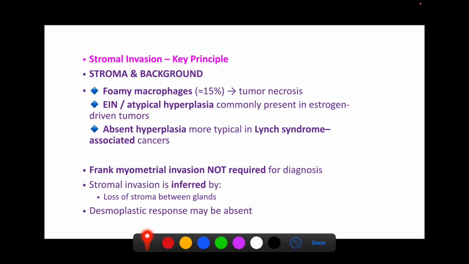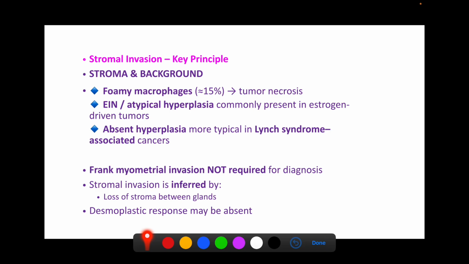Stromal invasion is a key factor, where the stroma and background show foamy macrophages in 50% of cases, as well as the presence of tumor necrosis. Endometrial intraepithelial neoplasia or atypical hyperplasia is commonly present in estrogen-driven tumors, and if hyperplasia is absent, we have to think of Lynch syndrome associated cancer.